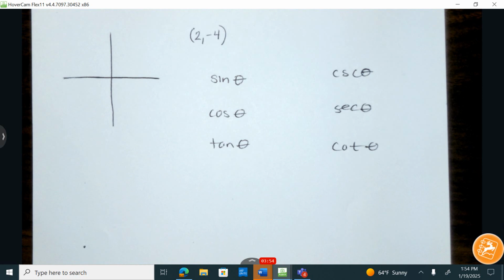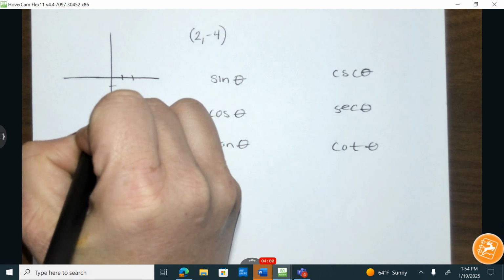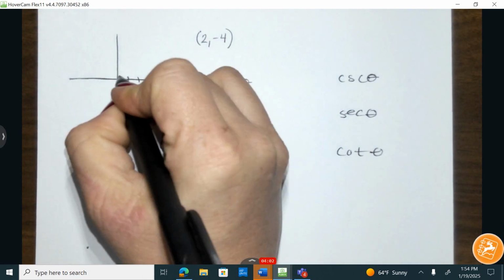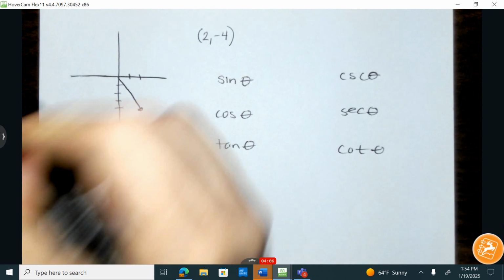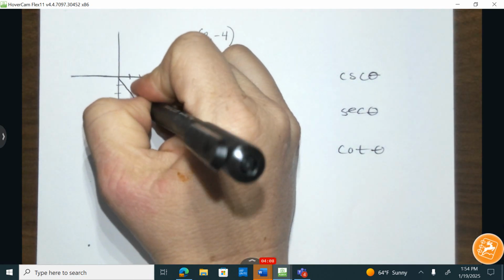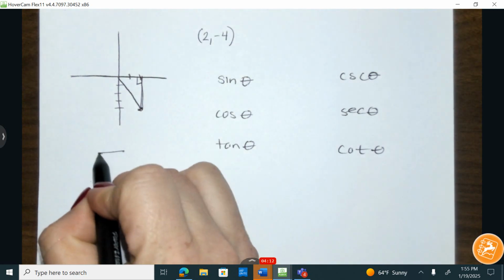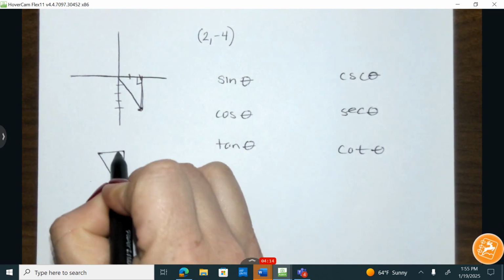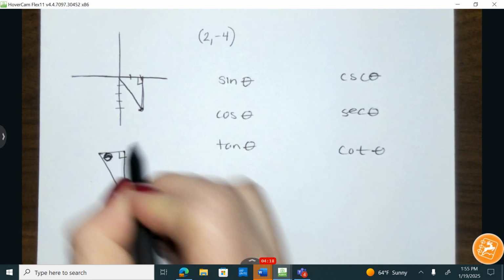For our second example, let's plot the point 2, -4. So 2 to the right and dropping down 4. Remember, we're always going to go from the origin out to that ordered pair and then always back to the x-axis. You may want to write that in your notes with an asterisk. I'm going to recreate this triangle, noting the right angle and the angle that I'm going to be evaluating.